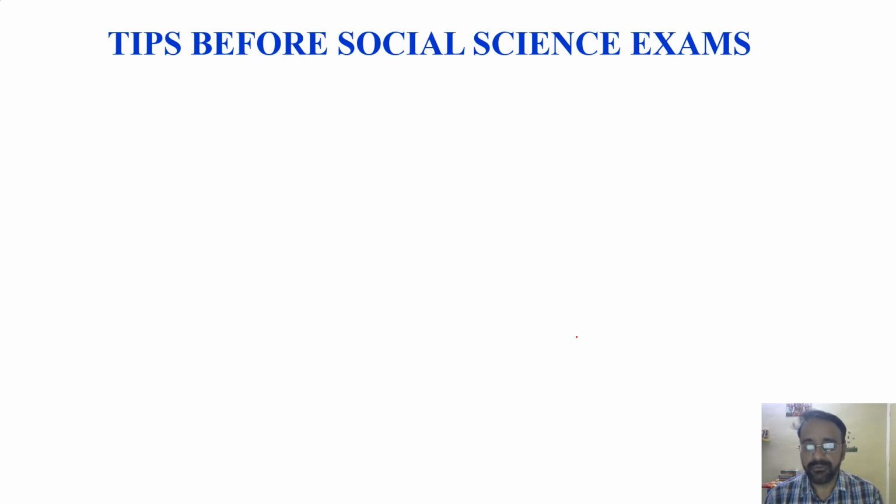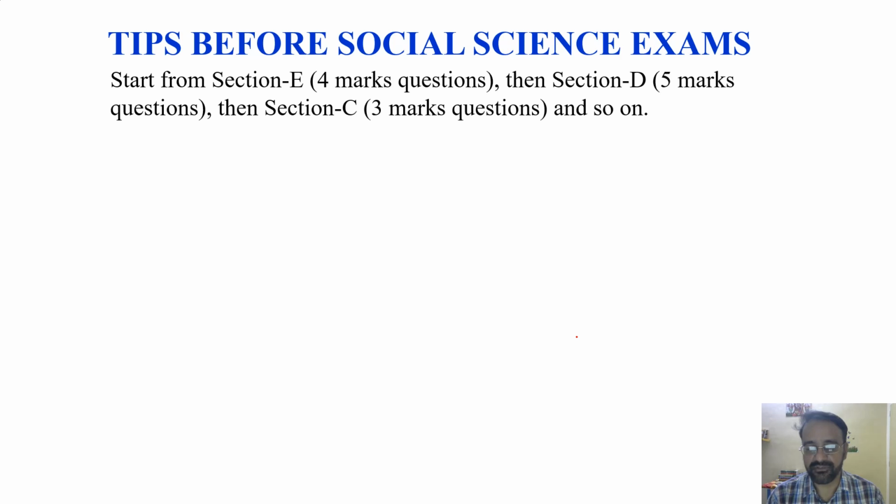So I suggest you start from Section E, the case study questions of 4 marks, or you can start from Section D, which has the 5 marks questions, and after that Section C. So you can interchange them: E, D, C or D, E, C, right.